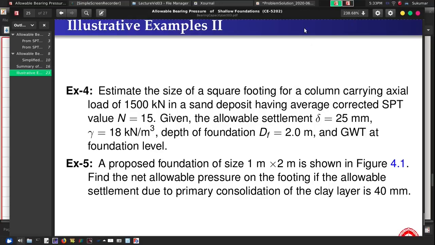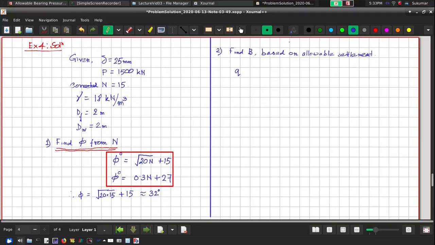So now let us solve this. For that, we have listed the given data. Now we need to find out the size of the footing based on both allowable settlement and also based on the shear failure criterion, and therefore we will need to find out the value of phi.